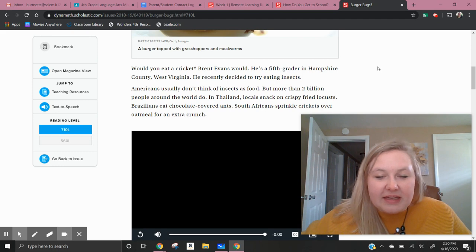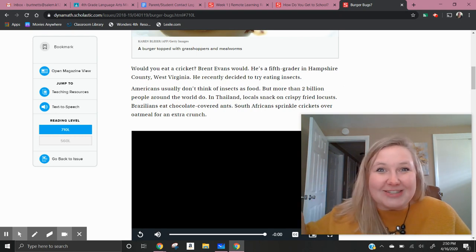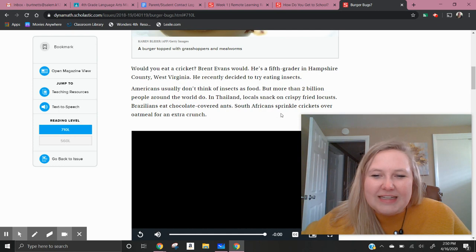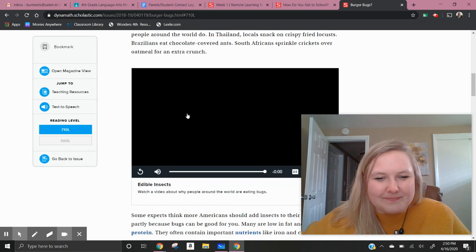Americans usually don't think of insects as food, but more than 2 billion people around the world do. In Thailand, locals snack on crispy fried locusts. Brazilians eat chocolate covered ants. I don't know. Could I eat a chocolate covered ant? Well, it has chocolate. South Africans sprinkle crickets over oatmeal for an extra crunch.